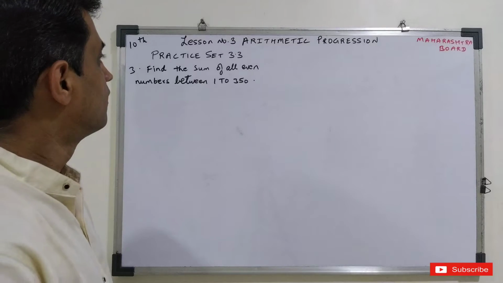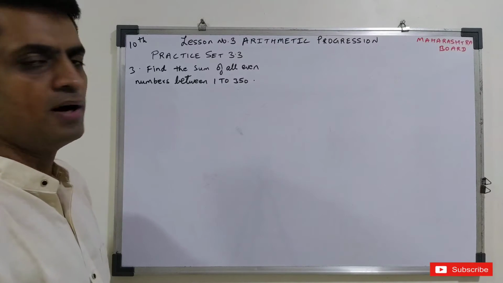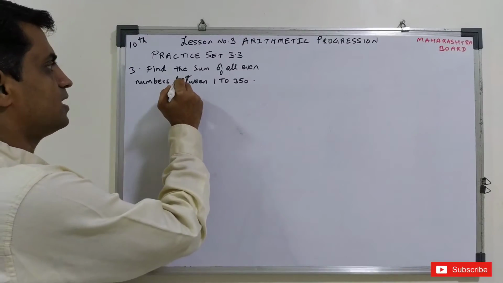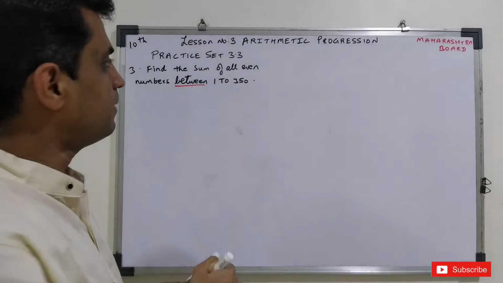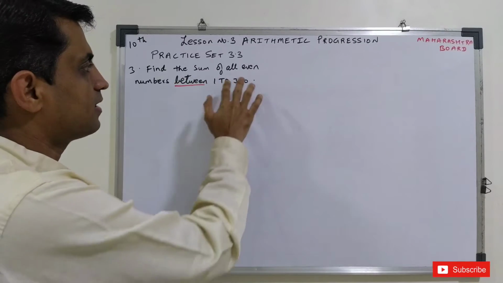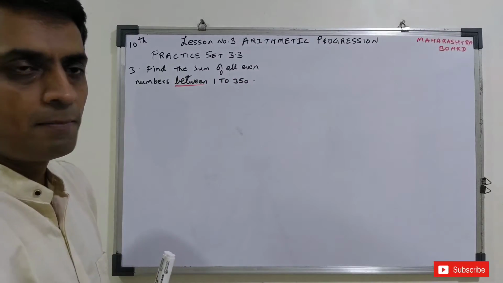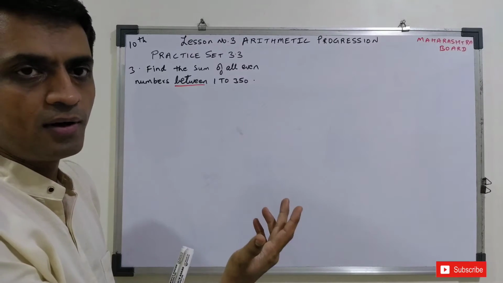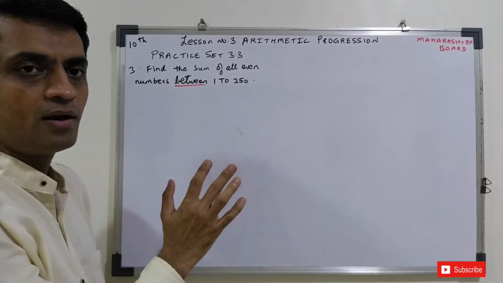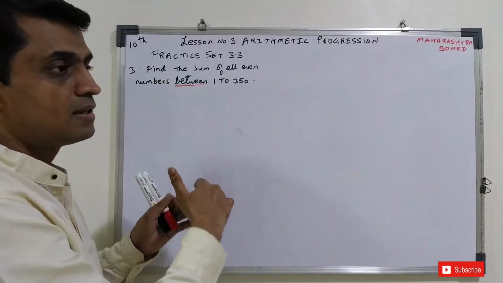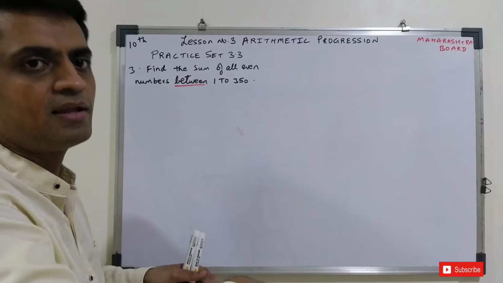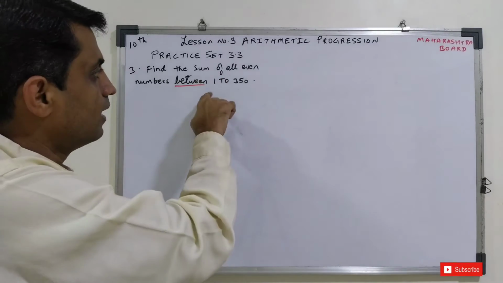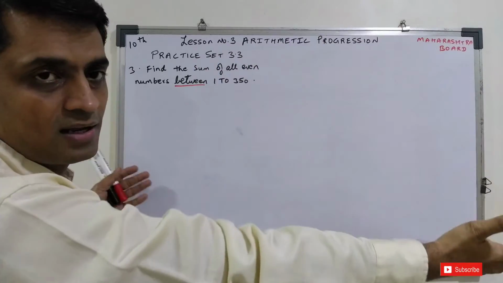Third sum. Find the sum of all even numbers between 1 to 350. Here the word between is very important. Between means 1 will not be included and 350 will not be included. Here 1 is not an even number, I know it, but between means the extreme numbers will not be included in that AP. Now here the extreme numbers are 1 and 350. Extreme means the last number.